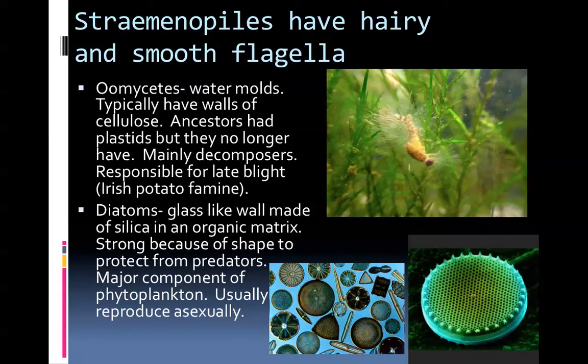They used to have plastids, but they don't anymore. So kind of interestingly enough, they evolved to not have photosynthetic capabilities. They're usually decomposers, and one of the interesting anecdotes is that they were responsible for the Irish potato famine, for those of you who are history buffs. Looking right over here in the diagram on the right hand side, you can see a water mold decomposing this, I think it's a mosquito larvae.